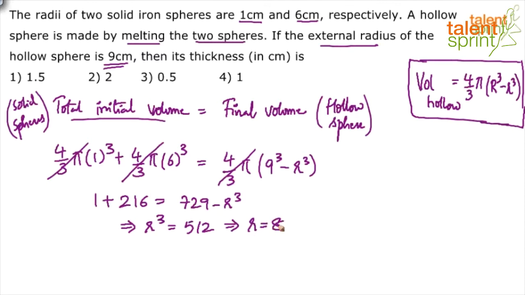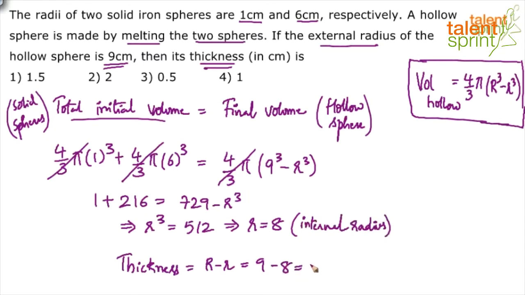Okay. Understand, he is asking us to find out the thickness of the hollow sphere. The thickness here of the hollow sphere is nothing but the difference of the two radii, right? Capital R and small r. So 9 is the external radius, 8 is the internal radius. This is nothing but the internal radius of the hollow sphere, right? So 9 minus 8, which is 1. So your answer will be 1 centimeter. The thickness will be 1 centimeter, option 4.